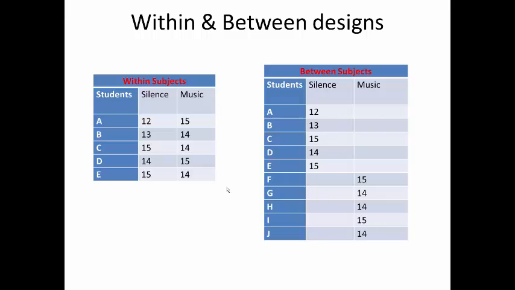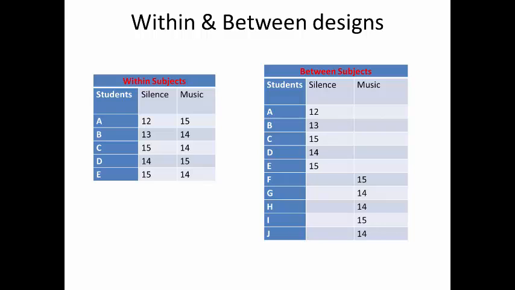As you see in this slide, the within subject design is a design in which we apply different treatments to the same group of participants. For example, we ask students to study under two different conditions: the silence condition and a condition in which there is a background music played while they're studying. And we want to see which condition or which treatment is more effective.